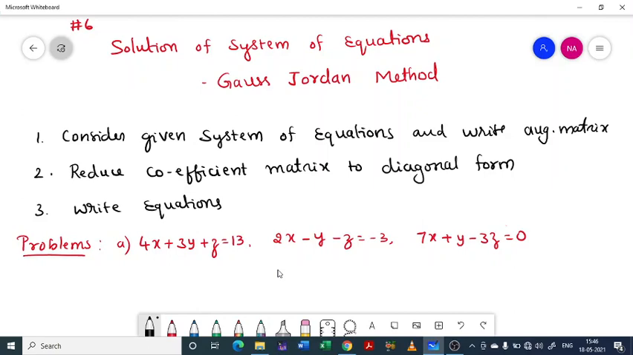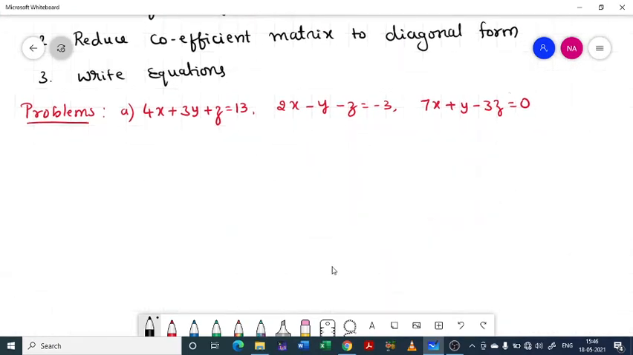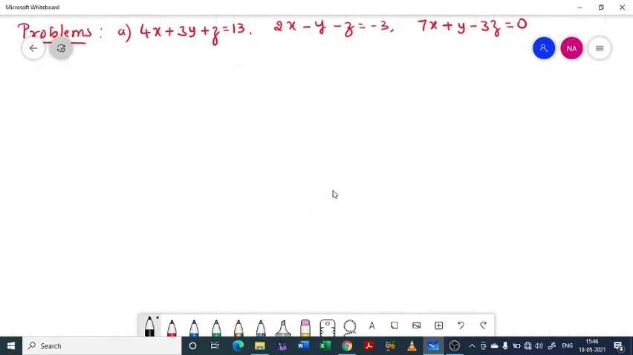So here we need to make 6 entries 0. Let us try to solve problems one by one, then we will understand what the exact difference is between these two. Solution.